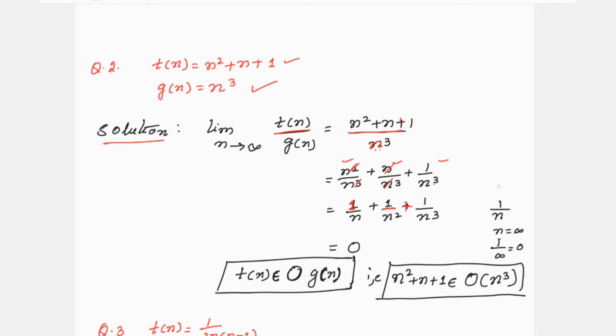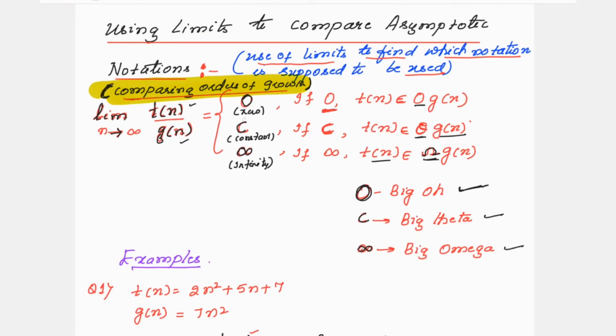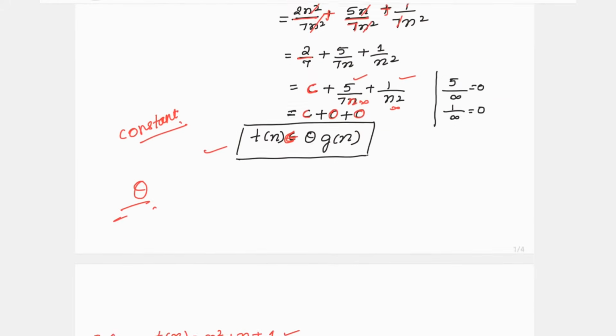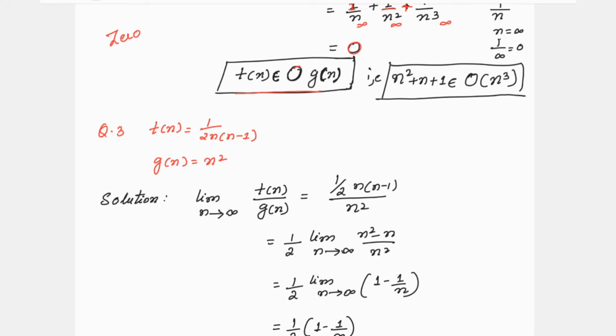Once again the limit approach, that is once again you are applying the limits here. n tends to infinity. So in place of infinite n, when you substitute infinity, 1 by infinity is 0. So 0 plus 0 plus 0, so the complete term will result into 0. So if the value is 0, then what? t of n belongs to big O of g of n. So you are writing here t of n belongs to big O of g of n.